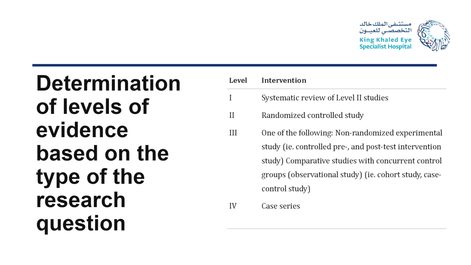How do you determine the level of the studies you included? This table shows that level 1 is the systematic review, which is the highest, and then the randomized control study. Level 3 is either a non-randomized experimental study or observational studies such as cohort and case control studies. The fourth level is case series.